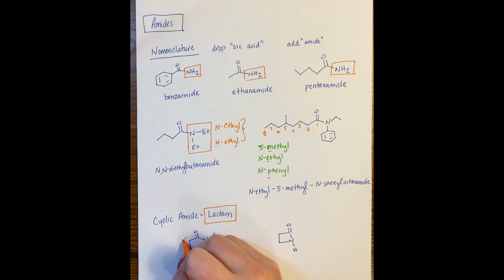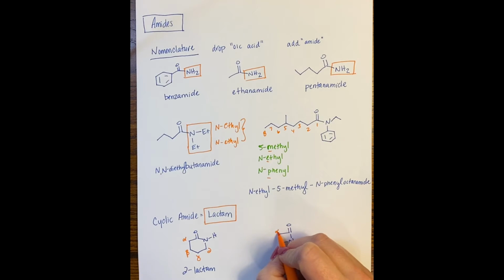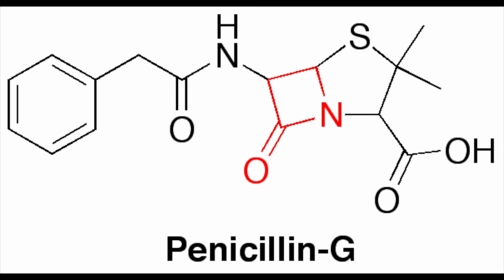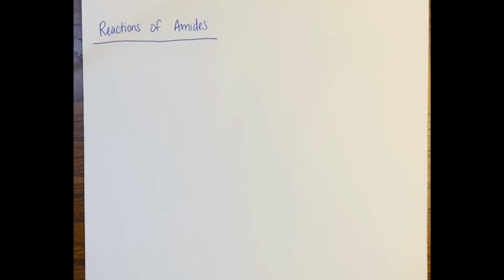The first one becomes alpha. The next carbon is beta. Then we have gamma. Then we have delta. So that this 6-membered lactam is what we call a delta lactam. For the 4-membered ring, this is my alpha carbon, and that's my beta carbon. So this lactam is what I call a beta lactam. A beta-lactam is an important functional group because this functional group is key to the activity of penicillin.